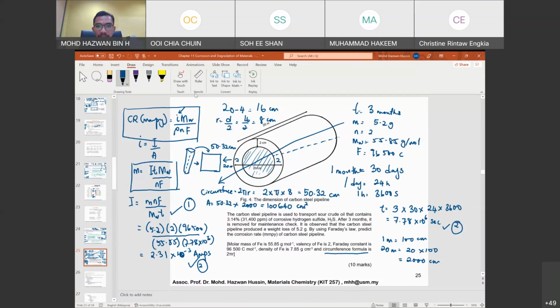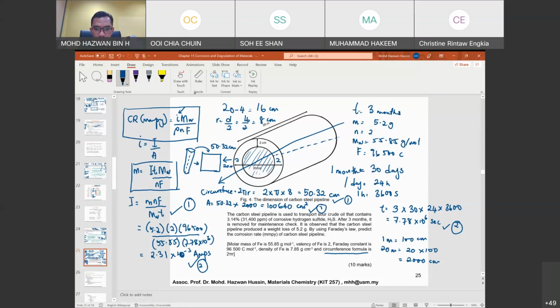We can actually calculate the current density. But before that, I think the conversion or the calculation of circumference will also give you marks, and the calculation of area also will give you marks. So now we already have 5, maybe this one 1, and this one is also 1. Okay, 7. So the remaining 3 is actually the current density and finally the corrosion rate.